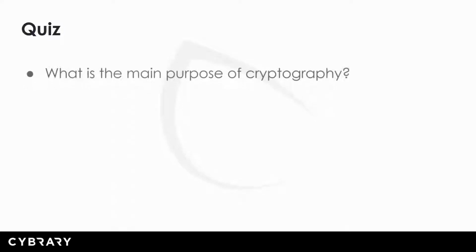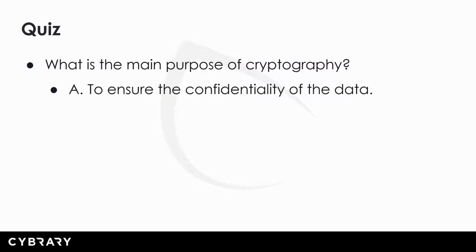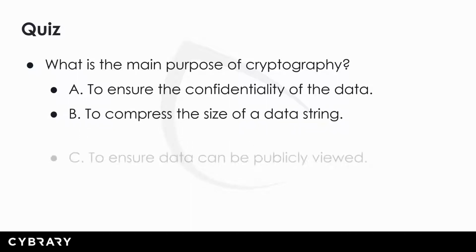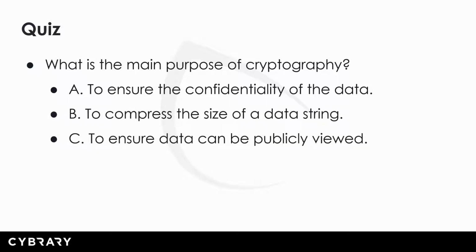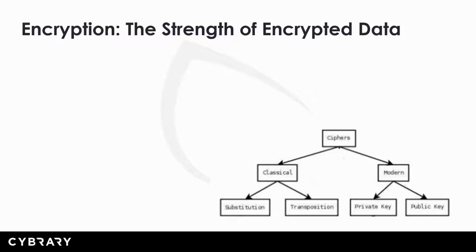Now before we move on, let's see what you guys remember with the pop quiz. What is the main purpose of cryptography? Is it A, to ensure the confidentiality of the data, B, to compress the size of a data string, or C, to ensure data can be publicly viewed? And the answer is A, to ensure the confidentiality of the data. Remember, we use cryptography to hide our messages.